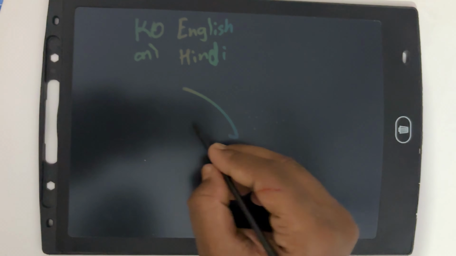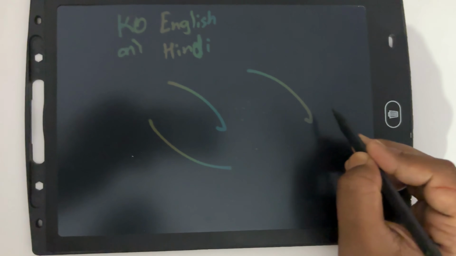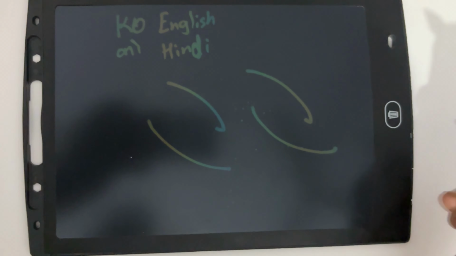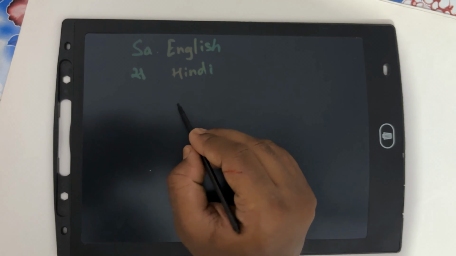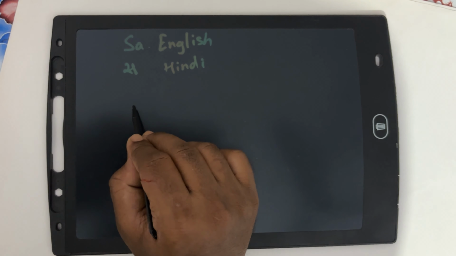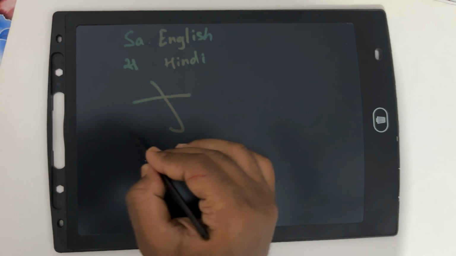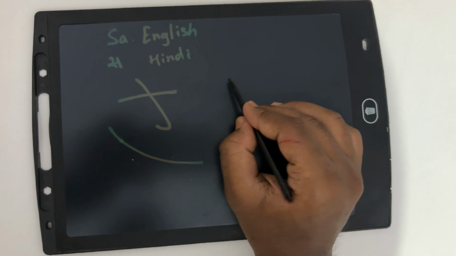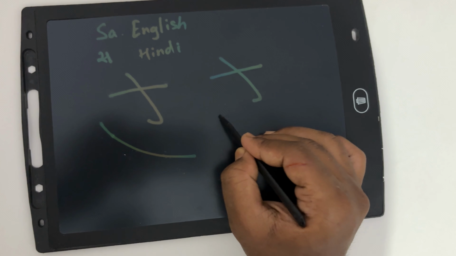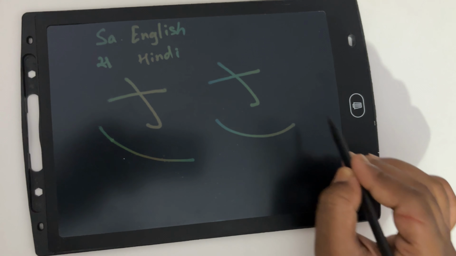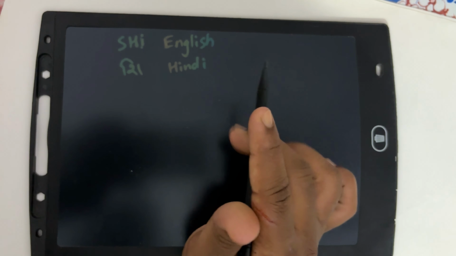Once more. Next word is sa. In Japanese, once more. Next word is shi, not a C.